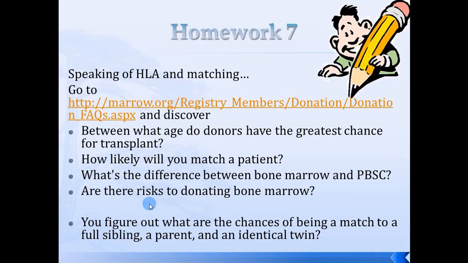So you figure out what the chances are of being a match to a full sibling, a parent, and an identical twin. So full sibling means that you have the same two parents. So you and your brother have the same mom and dad, not like half siblings where you share one parent. But for a full sibling, two people with the same parents. What are your chances of having a perfect match for a parent? And then what are your chances of having a perfect match for an identical twin? Go ahead and pause, write down, and I'll see you in a few.